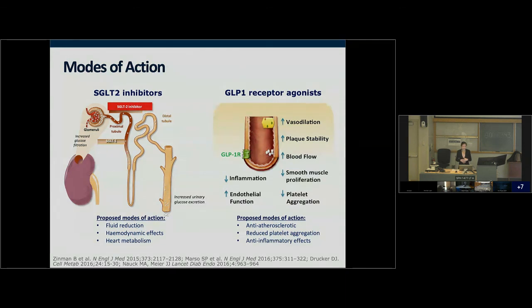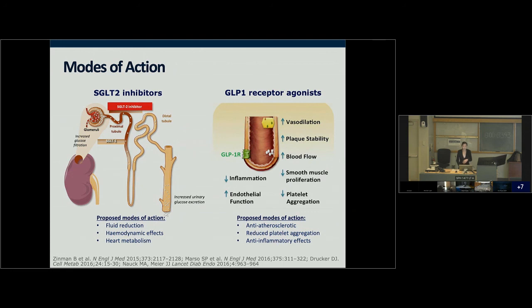But an SGLT2 inhibitor will increase the secretion or excretion of glucose in the urine. And that then leads to more diuresis, and effectively decreases preload, decreases myocardial stretch, improves blood pressure, improves perfusion to the kidneys, and that's mostly what the mode of action is for that medication.